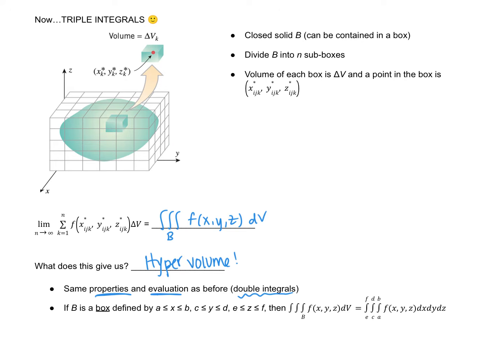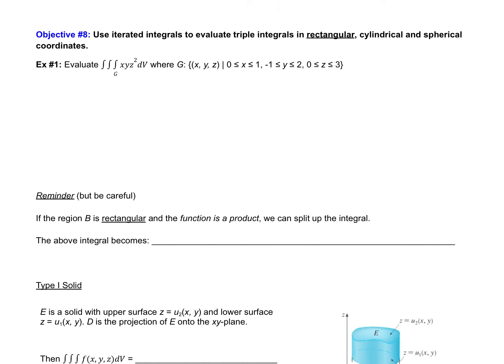So let's jump right in and look at a few examples. Here's our first example. Evaluate this triple integral where G is the region where x is between 0 and 1, y is between -1 and 2, and z is between 0 and 3. Setting this up, we're going to have the triple integral of xyz squared, and then we need to decide the limits of integration. I will tell you that convention is to do z and then y and then x. This is convention. That will not always be the case though, and of course we'll see some examples where that's not going to be the case.